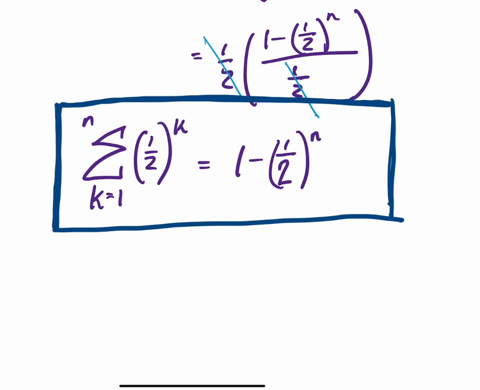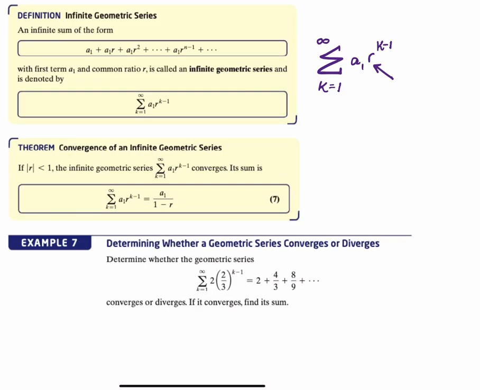So the condition here is that this r value is some fraction. And they state it in this way. They say if the absolute value of r is less than 1. Another way to say that is that r is greater than -1 and less than +1, because it could be negative as well. But as long as it's some fraction, that means every time we raise it to a higher power, it's going to get smaller. If that's the case, then we'll say that the infinite series converges.